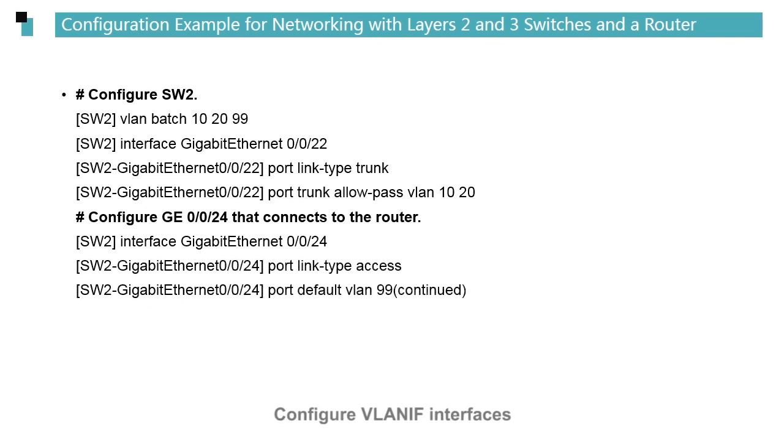Configure VLANIF interfaces and assign IP addresses to the VLANIF interfaces so that they can serve as the gateways for the VLANs. Specifically, run the interface vlanif 10 command to create the VLANIF 10 interface and enter its view. Run the ip address 192.168.10.254 24 command to assign an IP address to the VLANIF 10 interface. Then repeat these two steps to create the VLANIF 20 interface and assign an IP address to it. After these configurations are complete, PC 1 and PC 2 can communicate through the VLANIF interfaces.